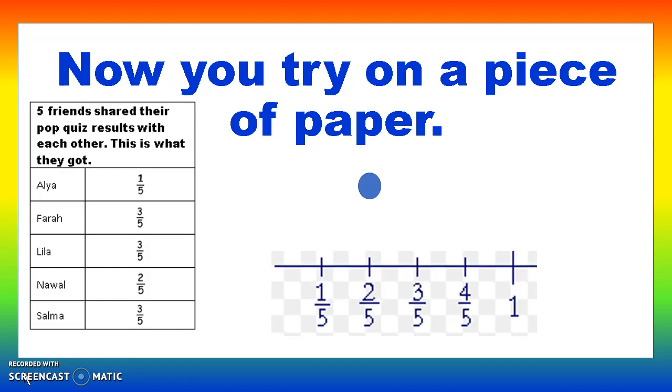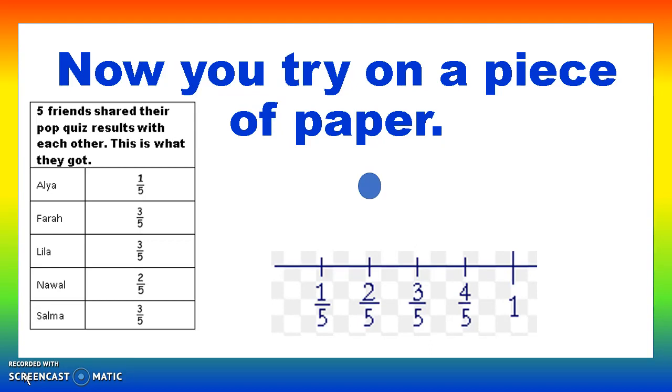Can you see on the left of your screen you have all your data? 5 girls shared their pop quiz results with each other. This is what they got. Alia got 1 out of 5, 1/5. Farah got 3 out of 5, 3/5. Layla got 3/5. Nawal got 2/5. And Salma got 3/5. Now it's your turn.